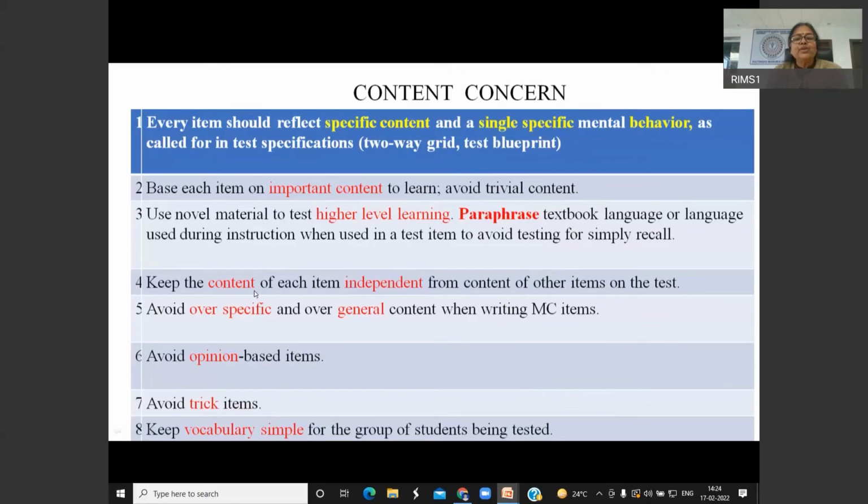Then content should be independent for different items. Means we should use a single content for a single item, and the next item should have a different content. So here he is advocating not B type or C type. In fact, he is advocating the A type of format. Now, over-specific or over-general content should be avoided. Then opinion-based items should not be there. We should not use our opinion in the item. Then tricks should be avoided. We should not try to trick the students. Vocabulary should be simple. Grammatically, it should be correct.